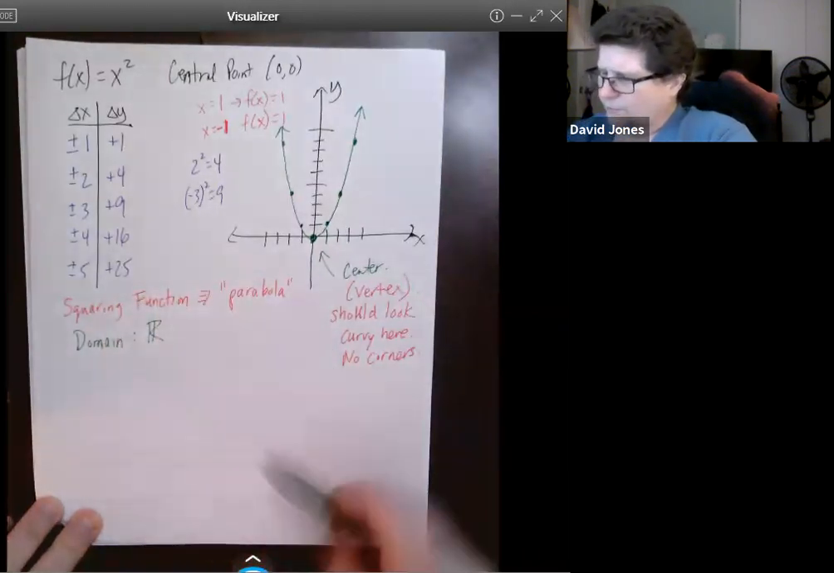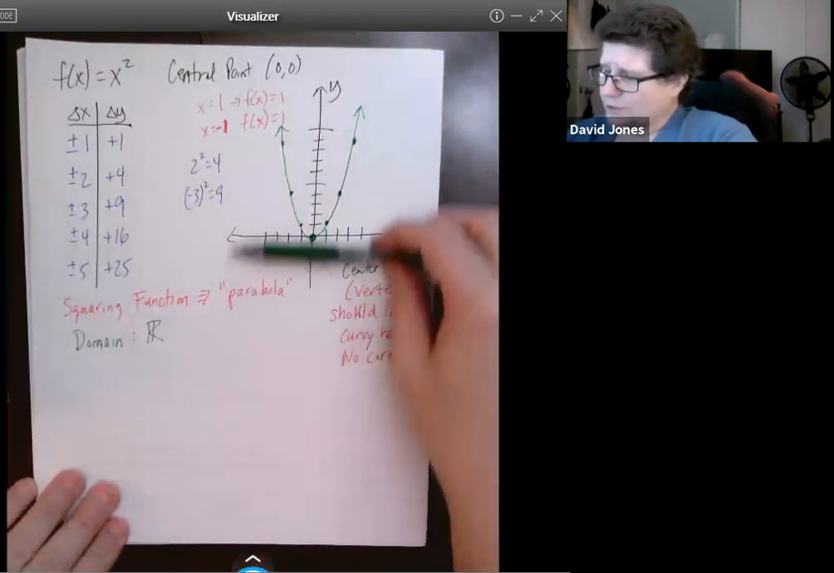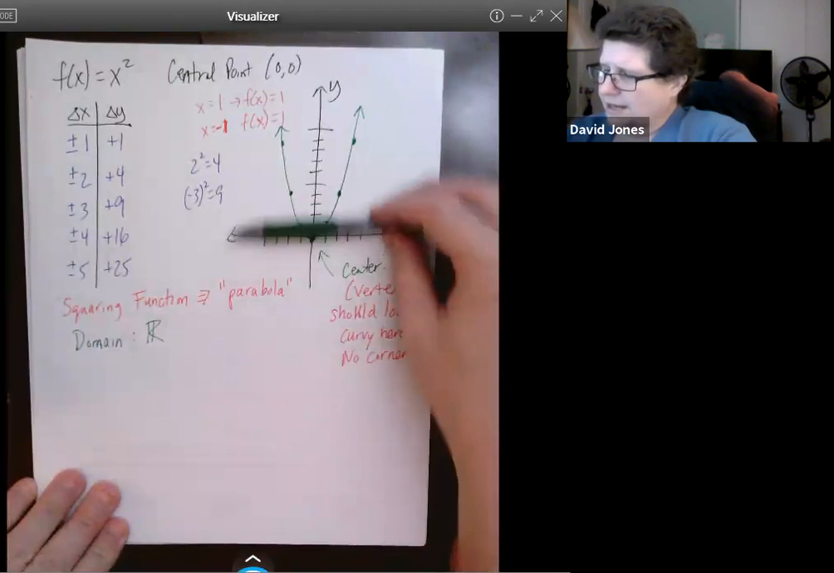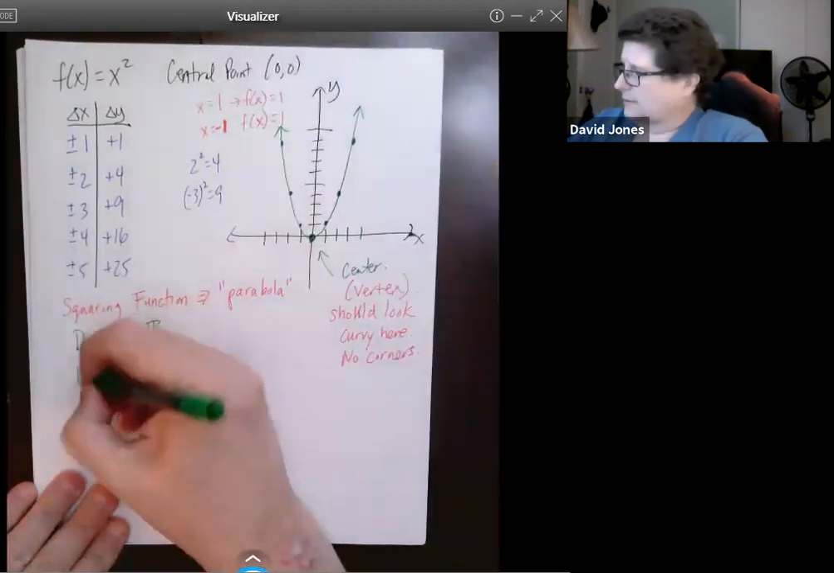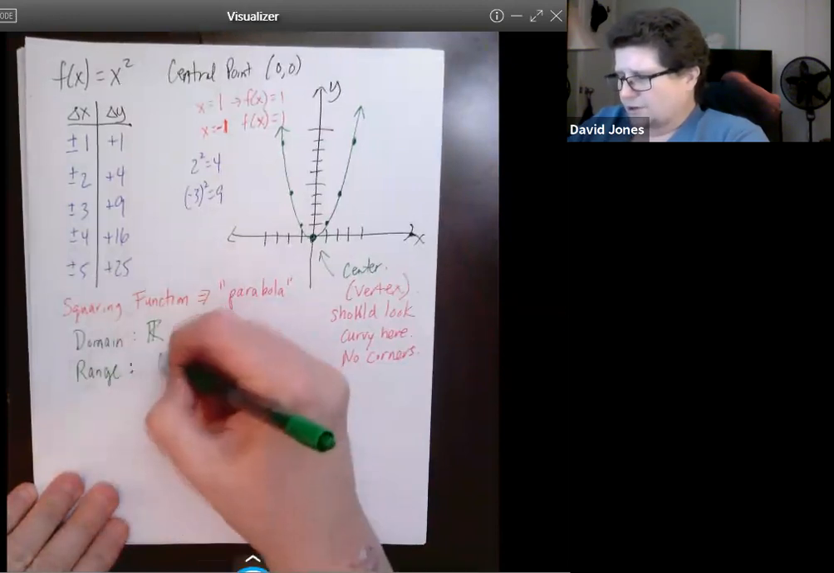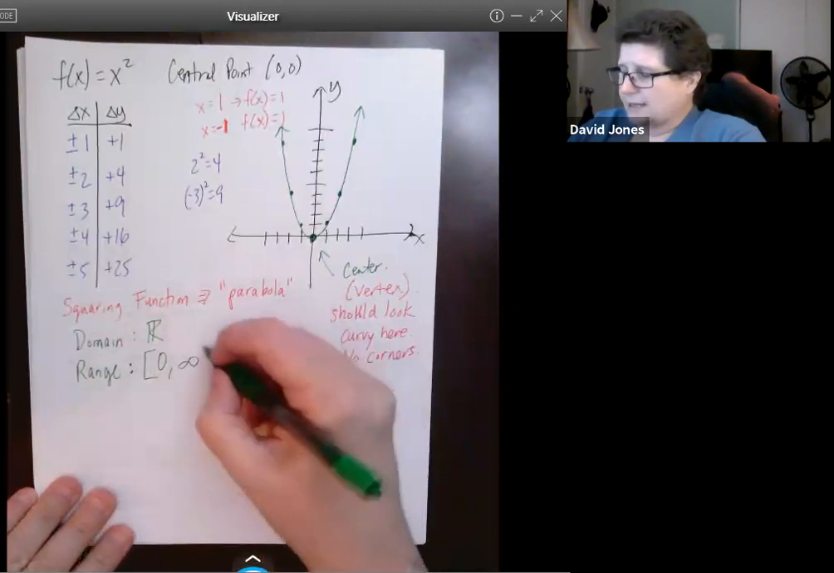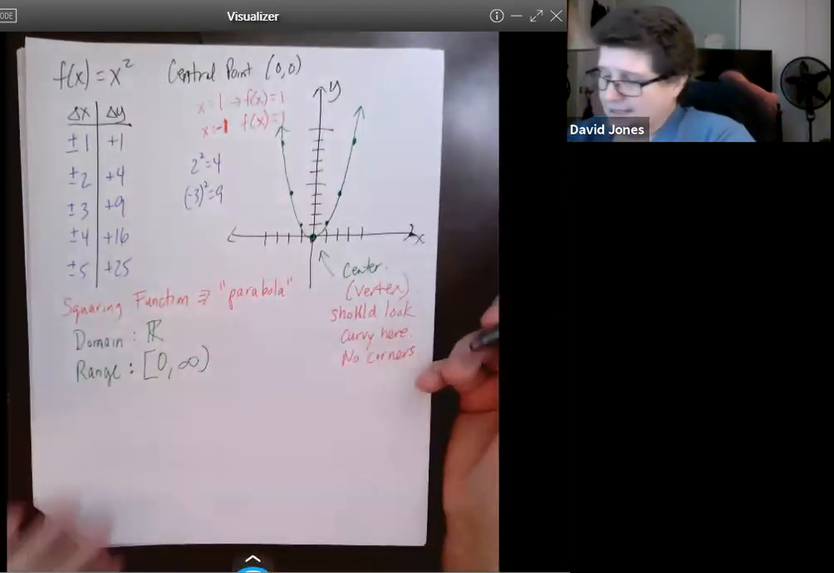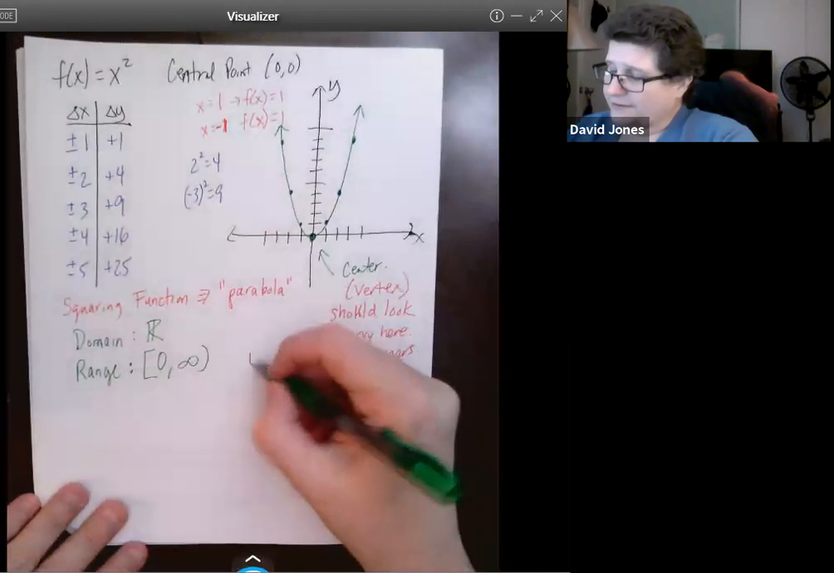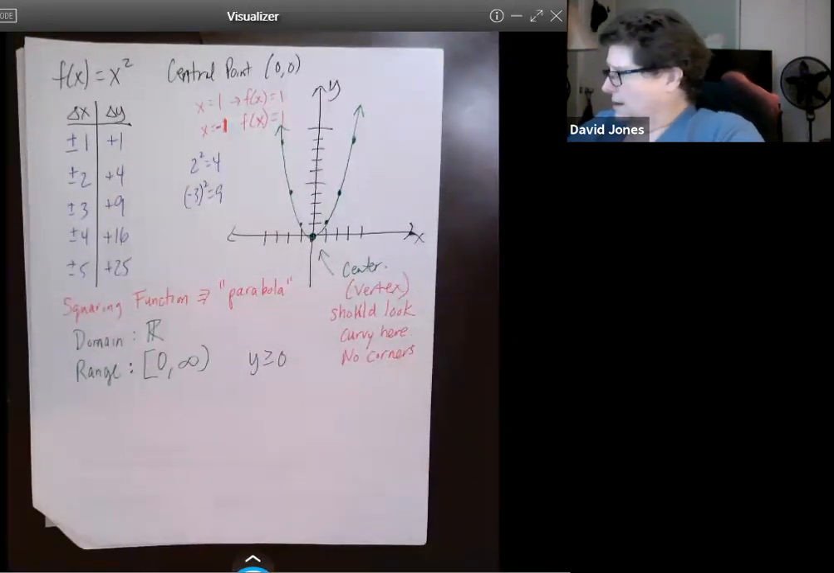And if we do the range, I start at negative infinity, I go up, it doesn't hit the graph until we get to 0. And then it keeps going up. The range goes from 0 to infinity. It includes 0, so we'll use a bracket. The parentheses is to the infinity, and this is the same thing as y is greater than or equal to 0. That's our squaring function.